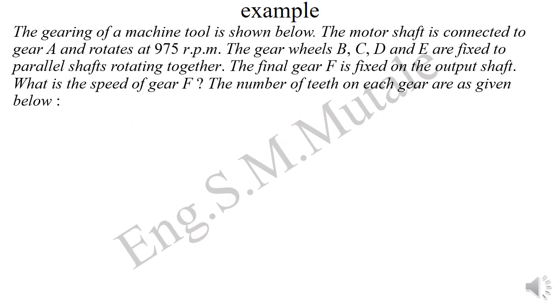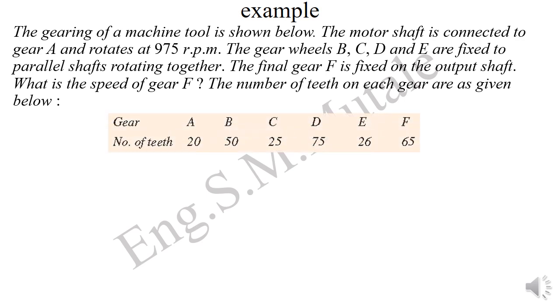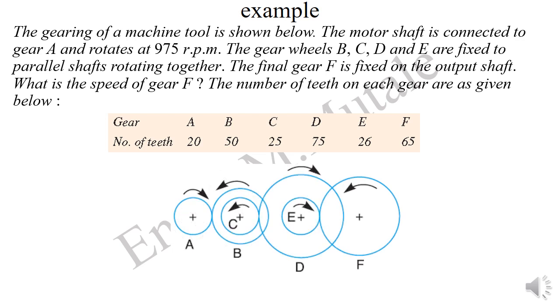Let's look at an example. The gearing of a machine is shown below. The motor shaft is connected to a gear A and rotates at 975 rpm, revs per minute. The gear wheels B, C, D, E are fixed to parallel shafts rotating together. The final gear F is fixed on the output shaft. What is the speed of gear F?